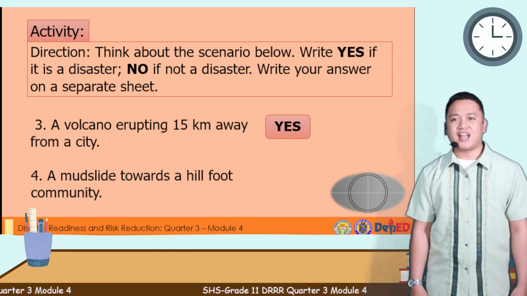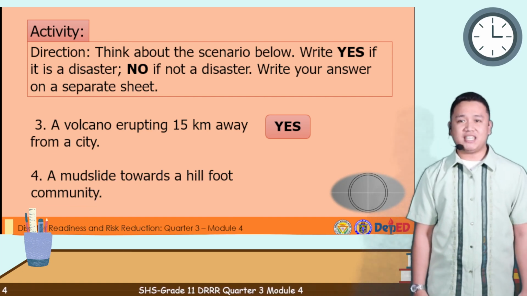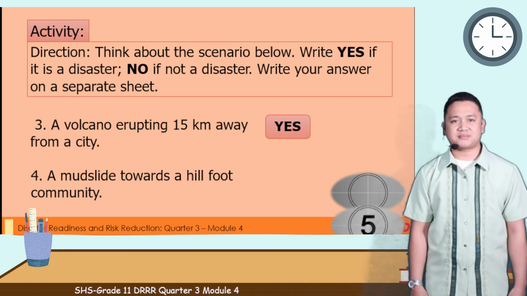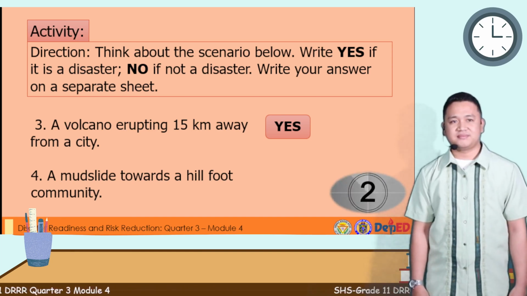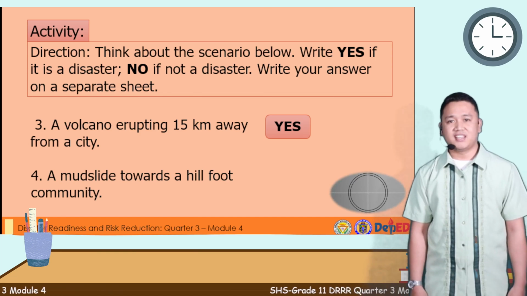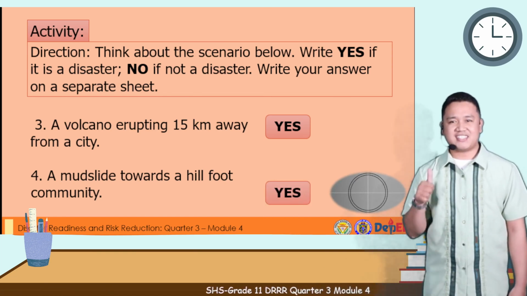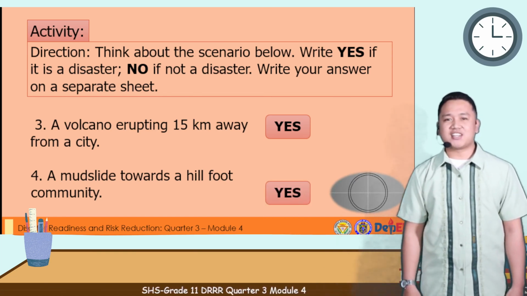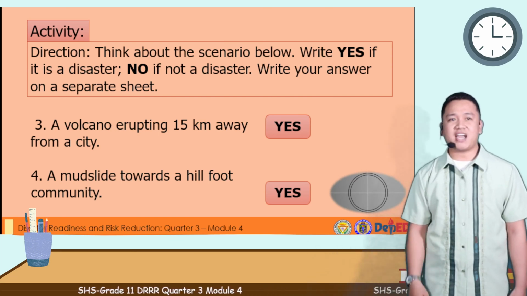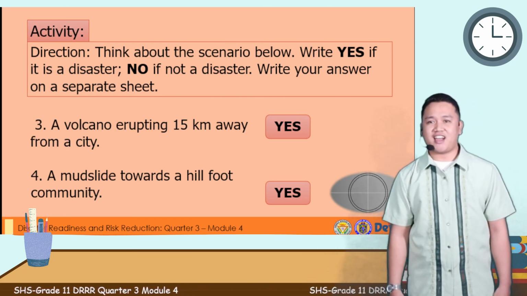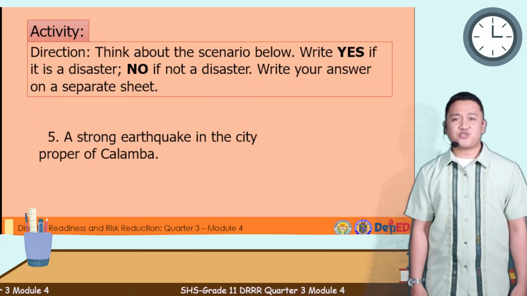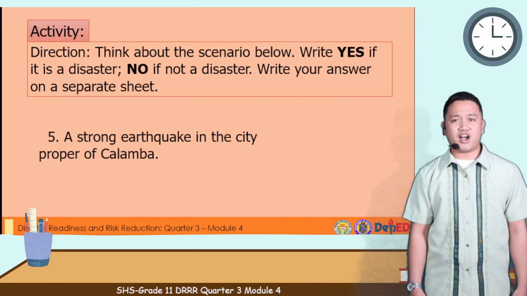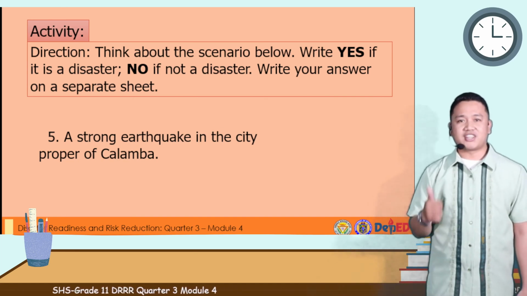Number 4, a mudslide towards a hillfoot community. If your answer is yes, you are correct, because there is a community being affected by a certain hazard. And number 5, a strong earthquake in the city proper of Calamba. Your time starts now.